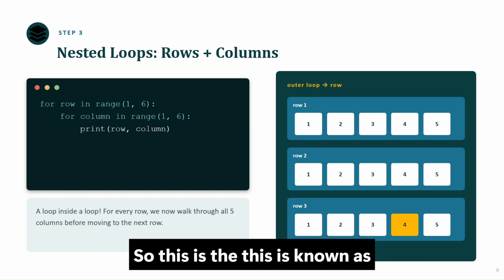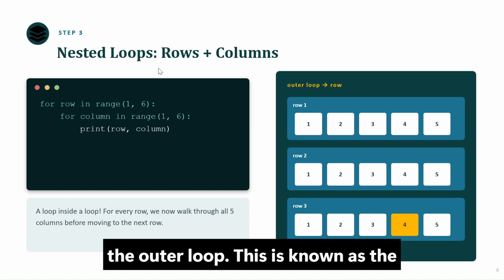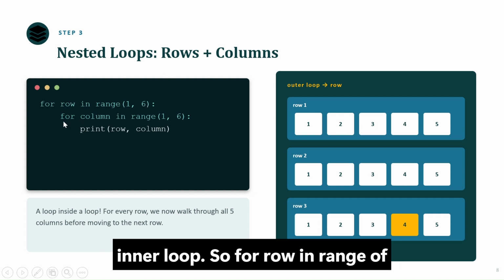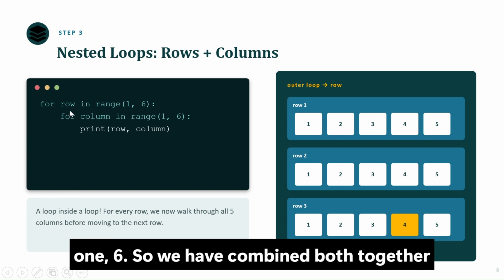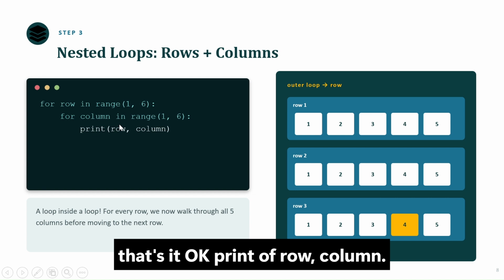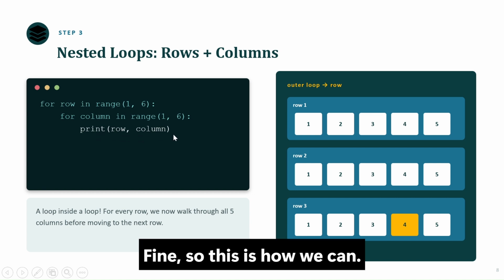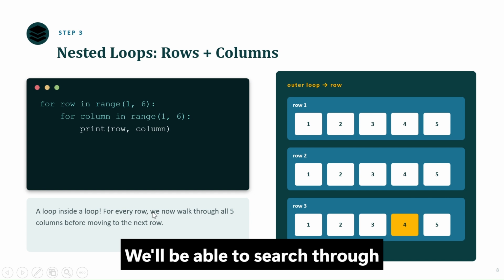So this is known as the outer loop. This is known as the inner loop. So for row in range of 1 comma 6, we have combined both together. That's it. Print of row comma column. So this is how we'll be able to search through the island.